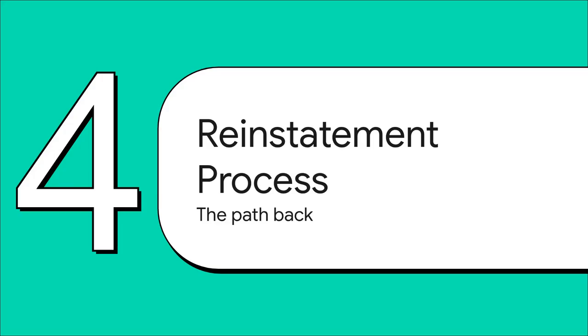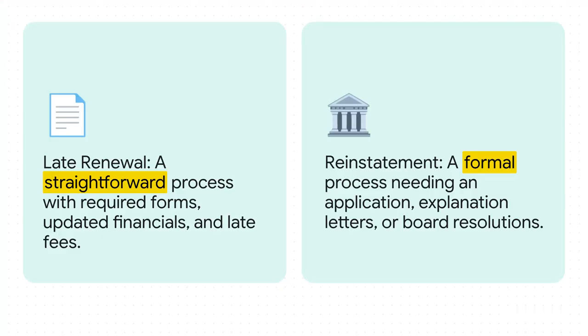All right, let's talk about the path back. What does the actual reinstatement process look like? Well, it's really important to know that it can be very different from one state to the next. You'll generally face one of 2 paths. Some states just require a simple late renewal. It's pretty straightforward. You submit the required forms, updated financials, and pay any late fees. But other states have a much more formal reinstatement process. This can be way more involved, sometimes requiring a special application, letters explaining the lapse, or maybe even a board resolution authorizing the whole thing.